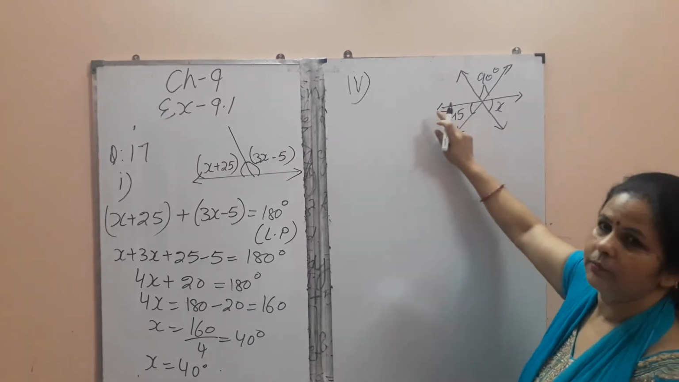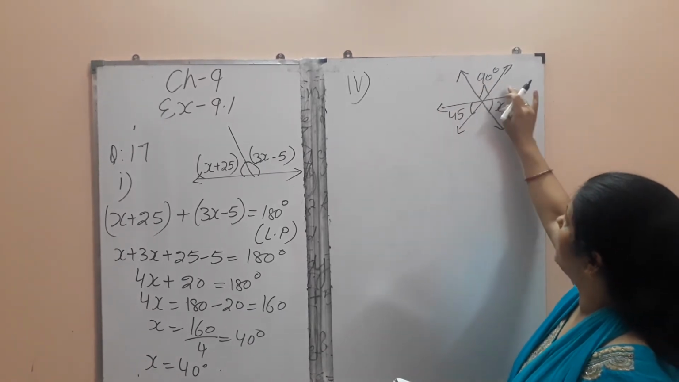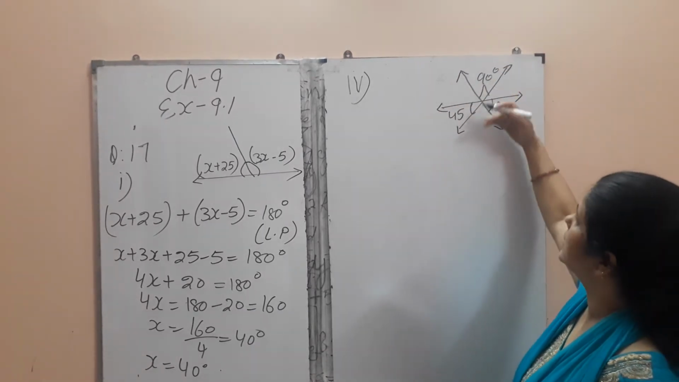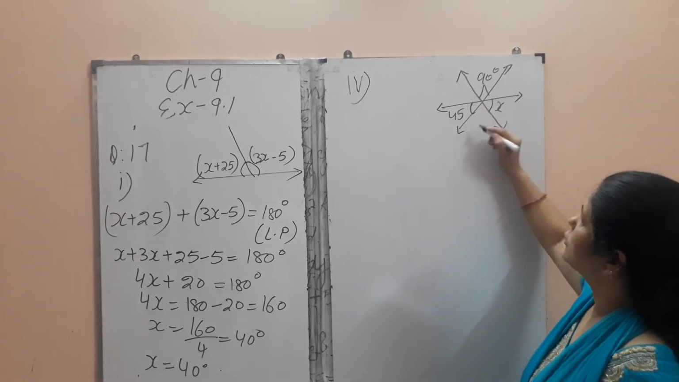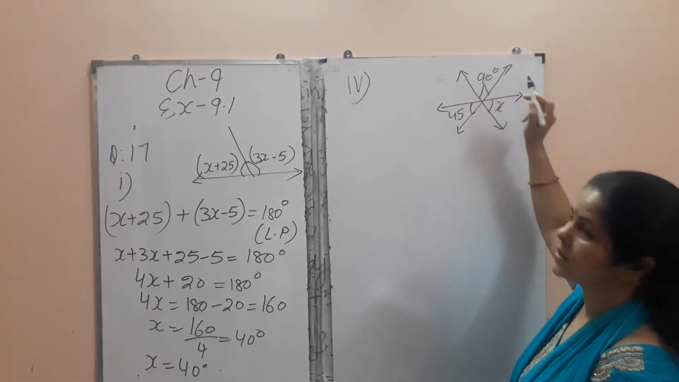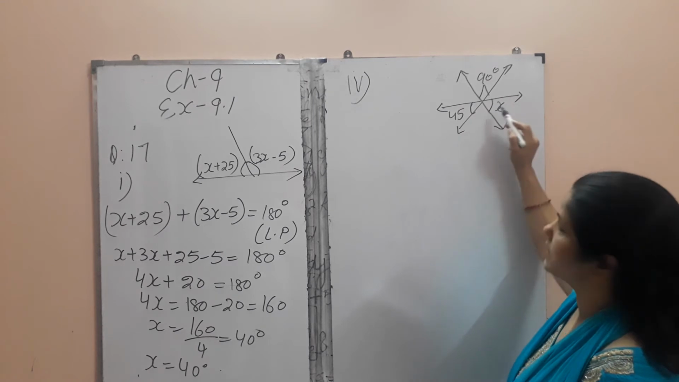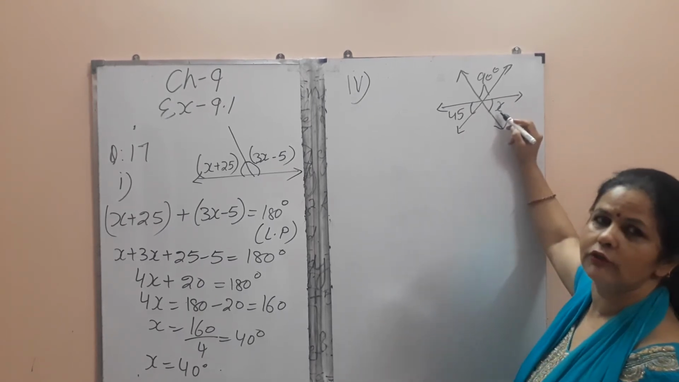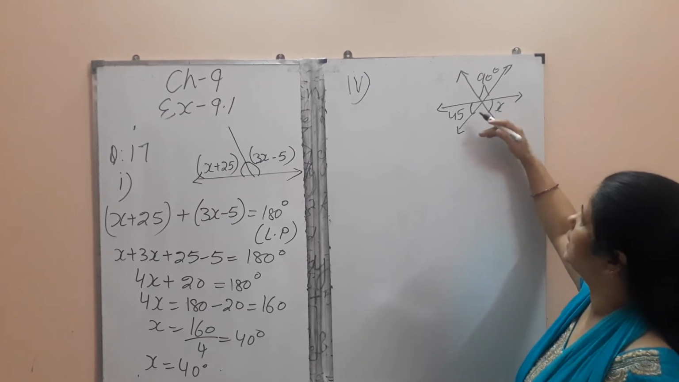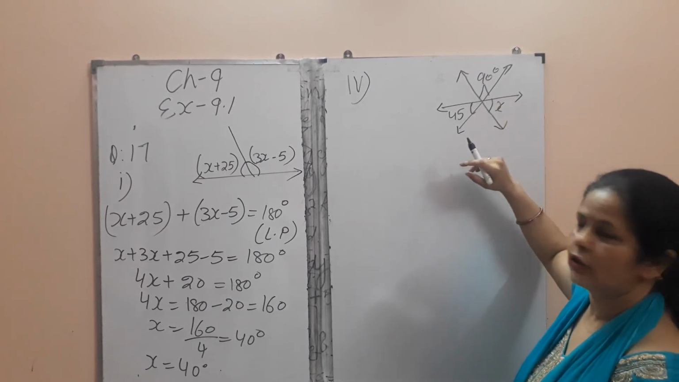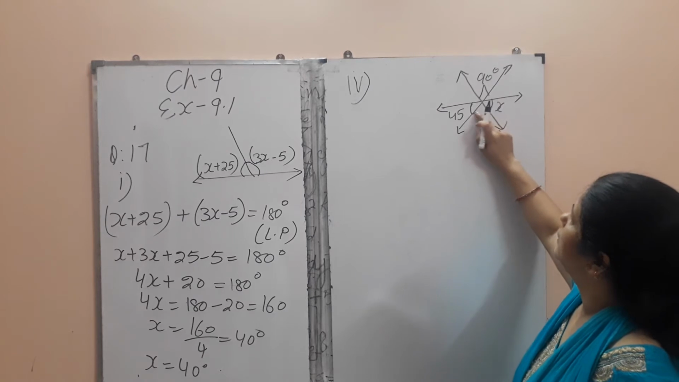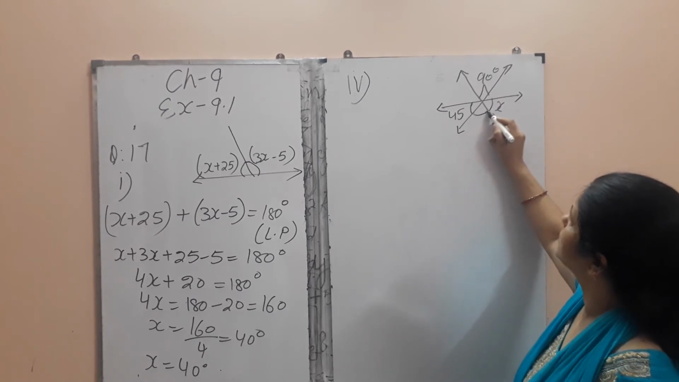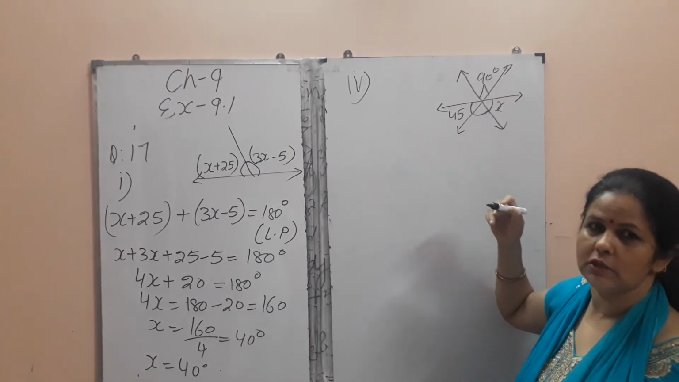now you can see that this is a straight line. Some angles are forming, 3 angles above the straight line and 3 below the straight line. So this plus this plus this is 180, and this plus this plus this is also 180. So we have to find the value of x. We will solve the x side first.